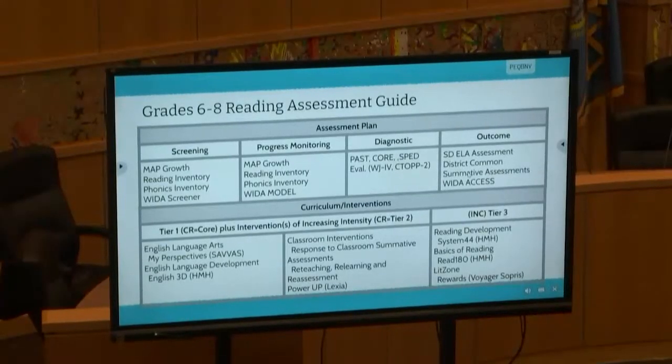And there's the 3rd through 5th math. Again, same interventions, but it outlines it nicely for people. And then we move into middle school. So 6th through 8th reading assessment guide and the curriculum and interventions. You'll see the reading inventory and phonics inventory, and we identified those as RI and PI earlier. That helps support READ 180 and System 44. Those models, you can see they're clear over on the bottom for the increasing intensity in Tier 3 to help support those students.